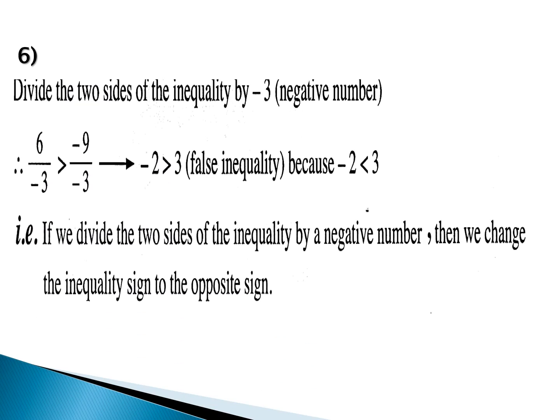Divide two sides by -3. For example, we have 6 divided by -3 greater than -9 divided by -3. So -2 greater than 3 is a false inequality, because -2 is less than 3. So we must change the inequality sign to be -2 less than 3.